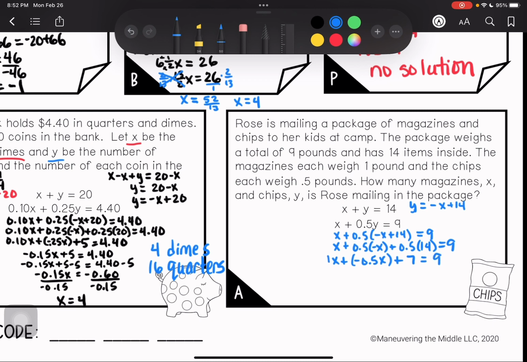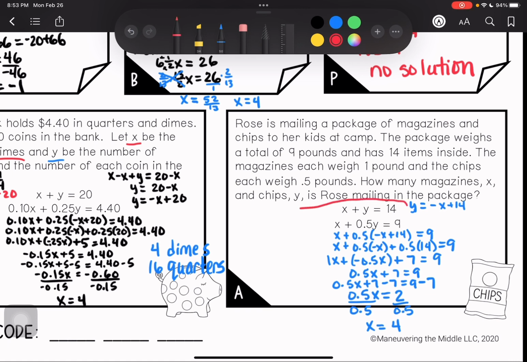So X is the same as 1X. So 1X plus a negative half gives you a half of X, plus 7 equals 9. We're going to subtract 7 from both sides to bring all of our constants to the same side. Therefore, we have a half X equals positive 2. Divide both sides by 1/2. There are 4 halves inside of 2. Therefore, X equals 4.